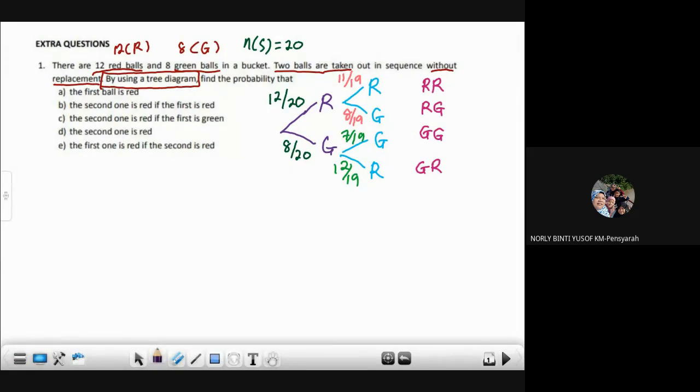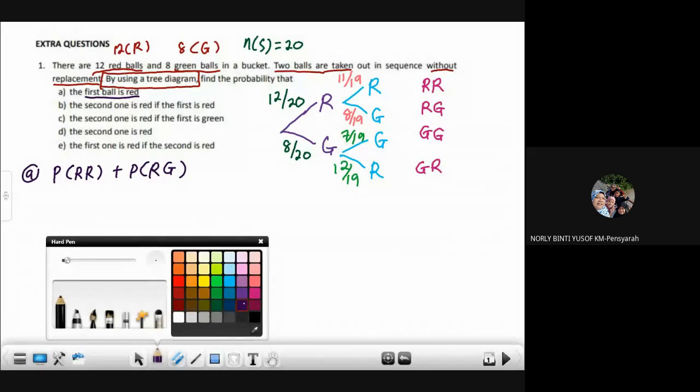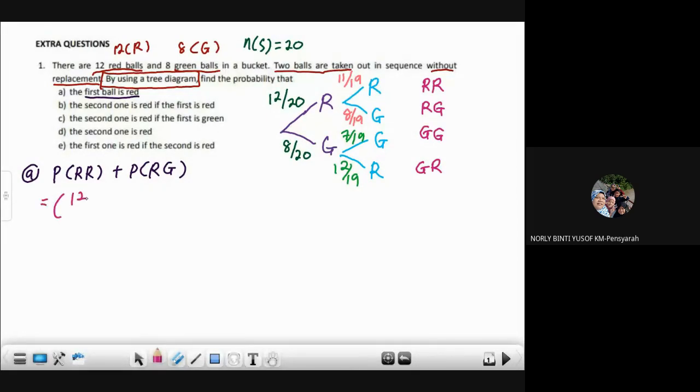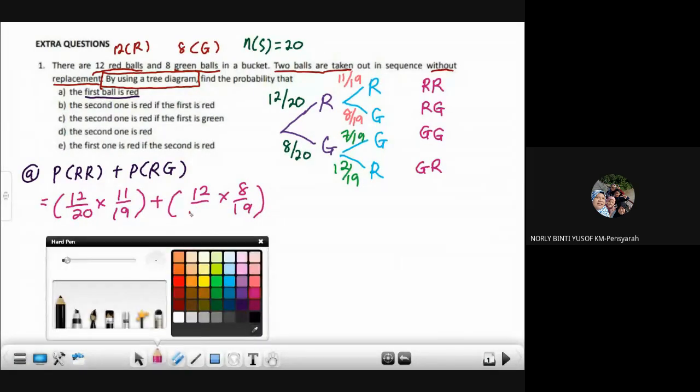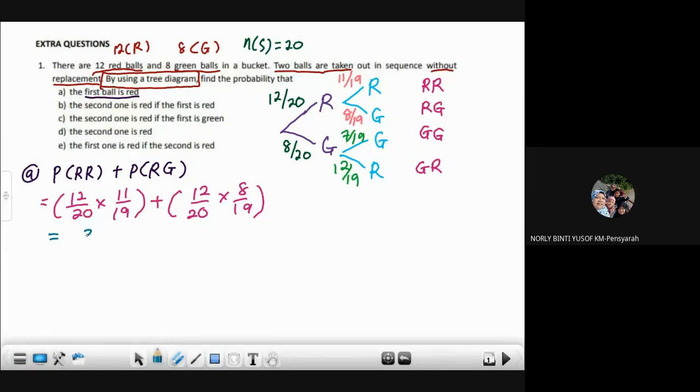Okay, so we see for the first question, find the probability that the first ball is red. So you want the first one is probability, first one is red. So you have 2 possibility, red, red, and also red, green. So calculate based on tree diagram, 12 over 20 times 11 over 19 plus 12 over 20 times 8 over 19. Okay, this one is the working step, and you calculate, you simplify using calculator, 3 over 5.